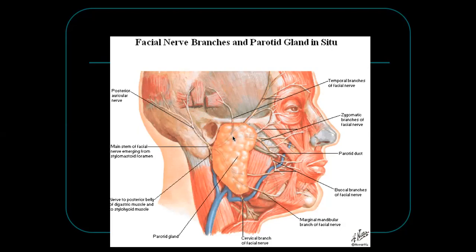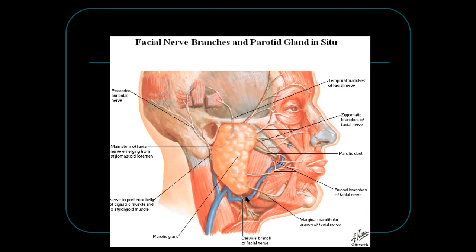Facial nerve. What is the facial nerve? It is a cranial nerve, the seventh cranial nerve. Once it comes out of the cranial cavity, it enters into the parotid gland. Within the substance of the parotid gland, the facial nerve divides into upper and lower divisions, and from these divisions it divides into a number of branches.